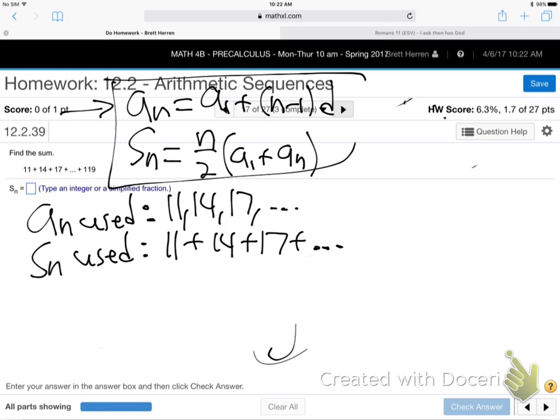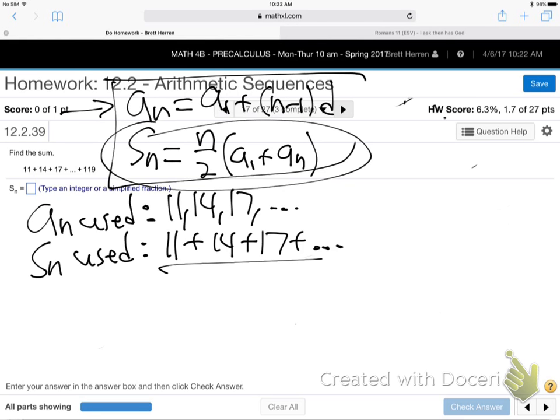Anyway, getting back to it. So S sub n, when you see the plus signs here, you go, oh, I need the S formula for sum. And here it is. You don't have to memorize it. Give it to you right on the top of the test. You don't even have to put it on your 3x5 card. Wow, it's great, huh? All right, so now let's use it.